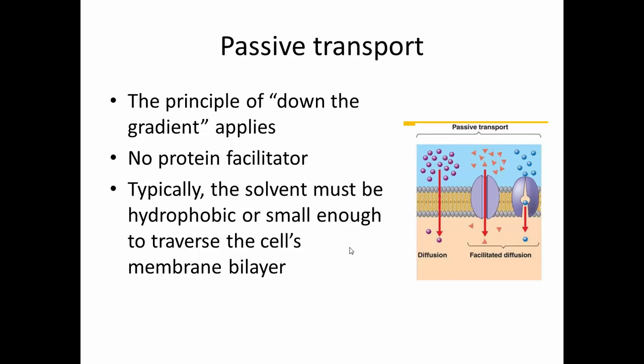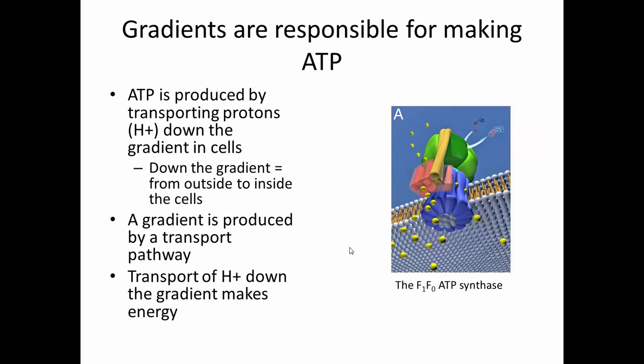Passive transport is a little bit different from this, obviously, because it does not need a protein facilitator. There's no protein facilitator, but the principle of down the gradient still applies. You're going down the concentration gradient. You're not going against the gradient, otherwise passive transport would not happen. Typically the solute must be hydrophobic or small enough to traverse the cell's membrane bilayer. But we have basically already talked about this in class, so you should already know this.